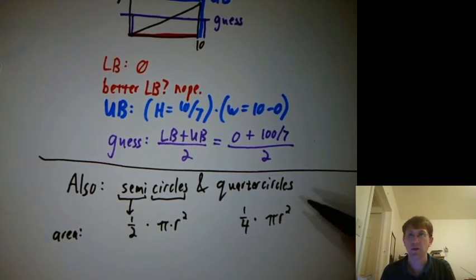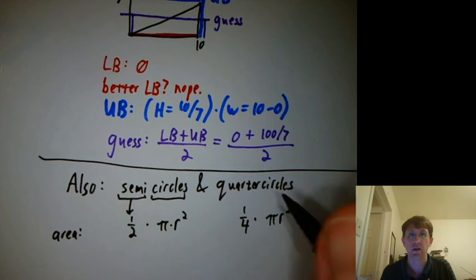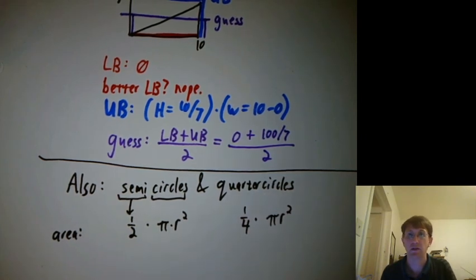So whenever you spot a semicircle or a quarter circle in the homework, you can just say, oh, what's its radius? Here's its area. All right, next time we'll do trapezoids.